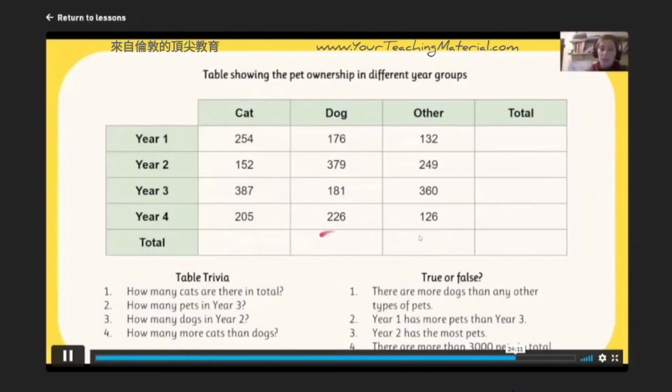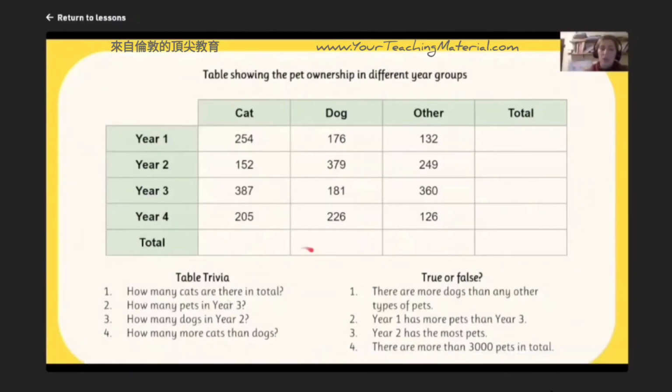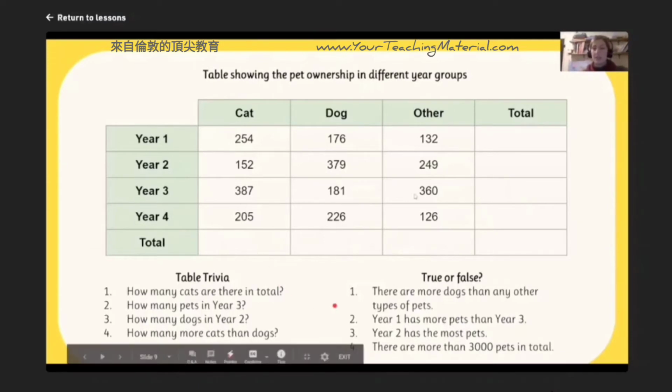dogs. And we need to do a subtraction here. So we need to take off the number of dogs from the number of cats. That will give us the answer there. There are more dogs than any other types of pets. And again, whether it's true or false is going to be determined by what we've written in the table.